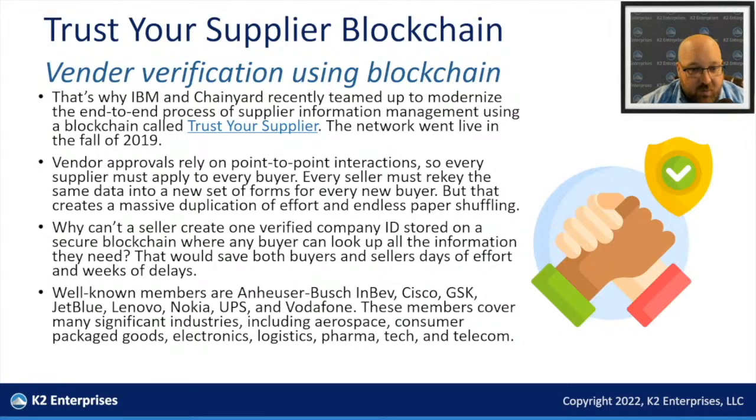And so they've had several different businesses sign up: Anheuser-Busch InBev, Cisco, GSK, GlaxoSmithKline, JetBlue, Lenovo, and others. And they're starting to see some better buy-in here, as well as in other industries too: packaged goods, electronics, logistics. The idea being, if you want to do business with Anheuser-Busch, you get verified and set up through Chainyard, and then Anheuser-Busch will pull that record down.